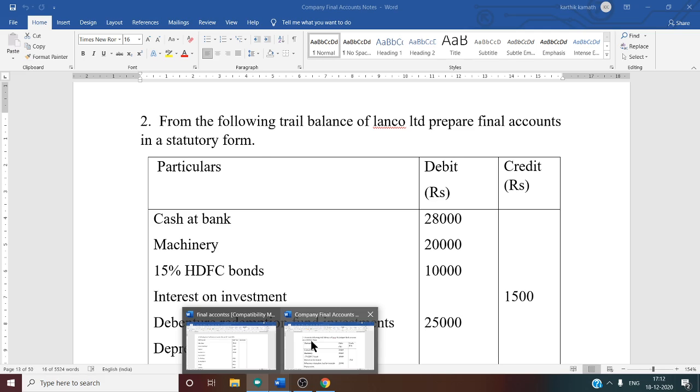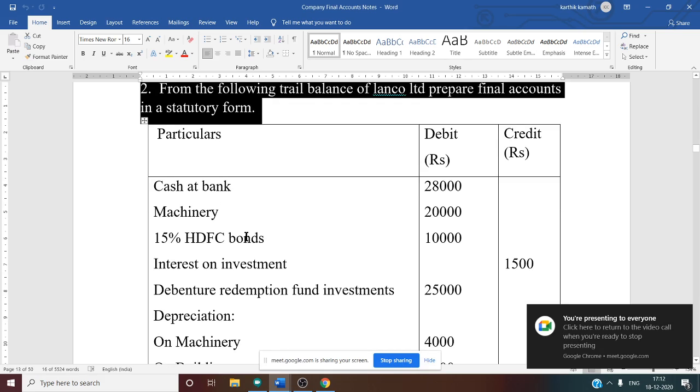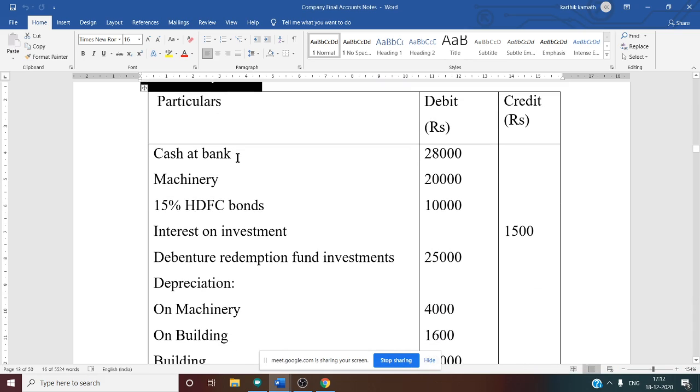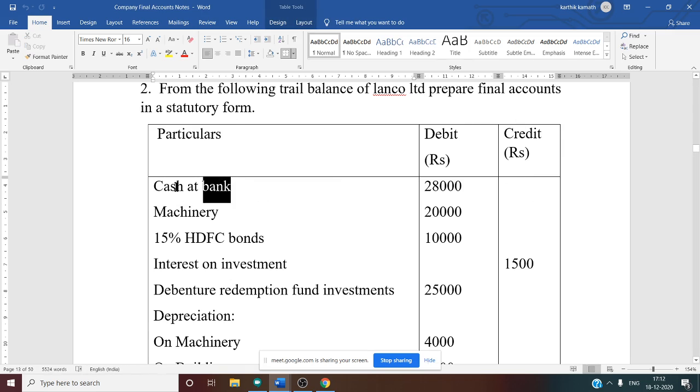So once again we'll relook at this problem, just in brief. See this, cash at bank they have given. So whatever the information given is trial balance information. Cash at bank is cash and cash equivalent. There is one working note under the asset side. There you are going to show this information.